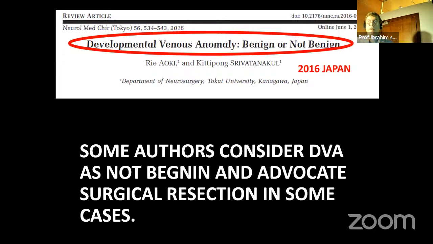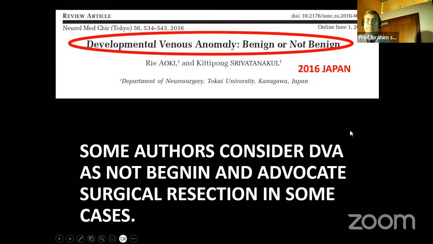So, the dilemma of, do you do anything for those bleeding DVAs or do you leave them? Most people agree that you treat them conservatively. If it is thrombosis, you give anticoagulation. If there is any associated lesion, you deal with the associated lesion and leave them because they are draining normal brain.